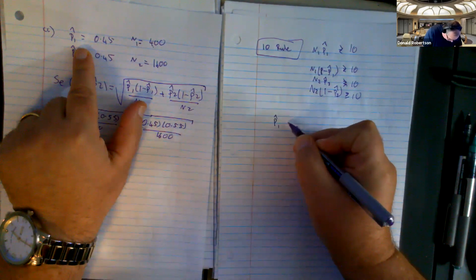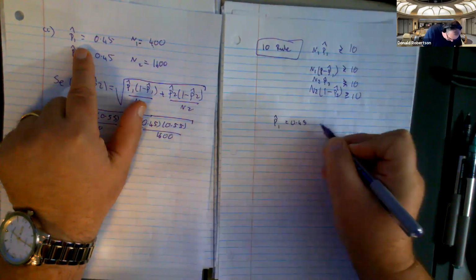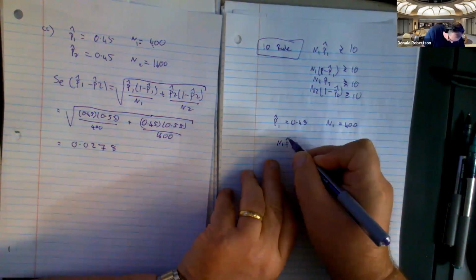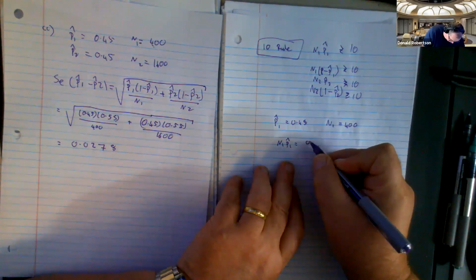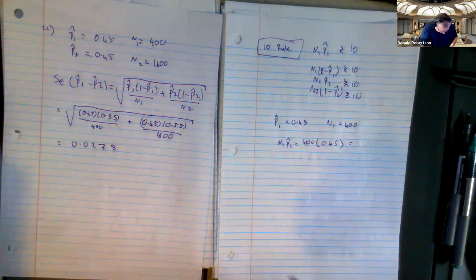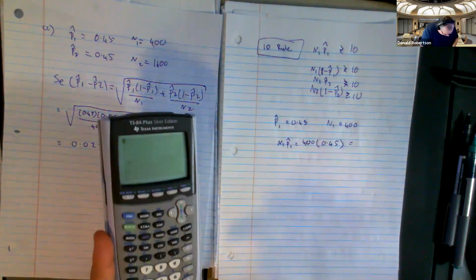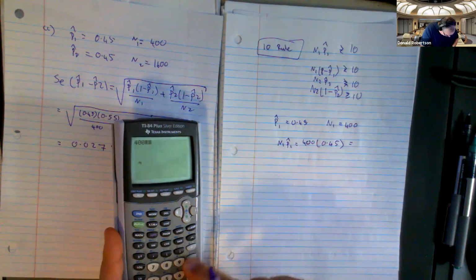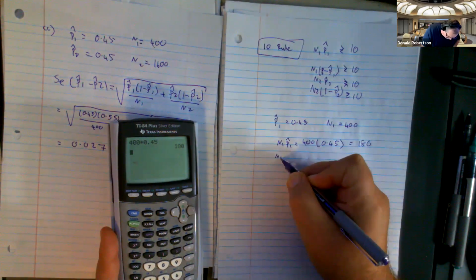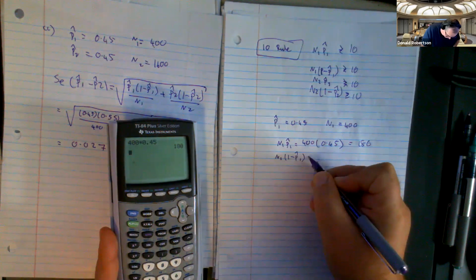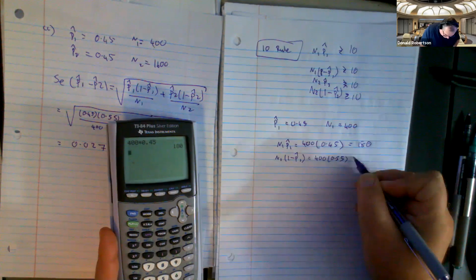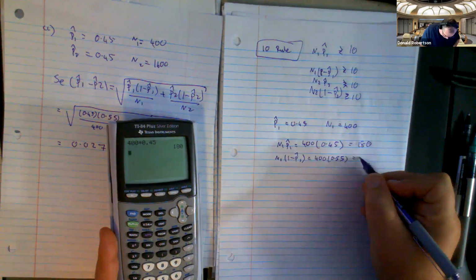You tell me P1 is 0.45 and you tell me N1 is 400. So if you do that calculation, you're basically going to do 400 times that. And that ends up being the number of people who, I think this is playing a musical instrument. And that ends up being 180. And if you do N1, 1 minus P1 hat, it's 400 times 0.55. And that ends up being the other 220.